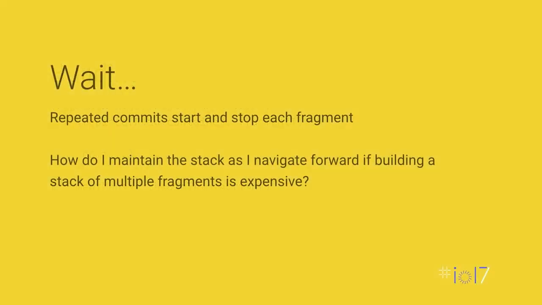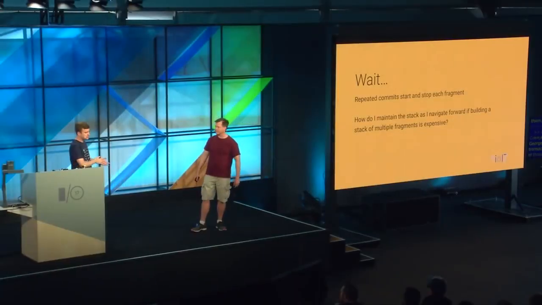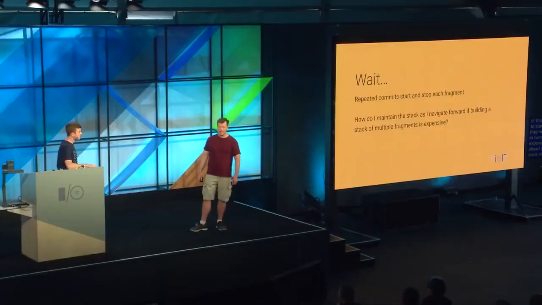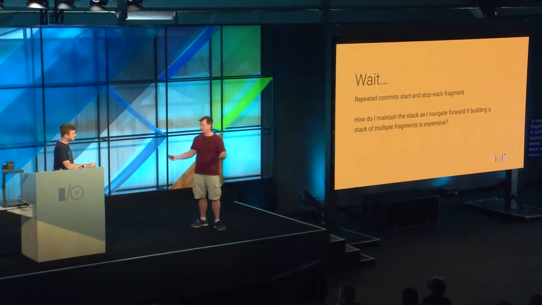Well, hang on, George. If I commit repeated transactions, then each one of those transactions is going to start and stop those fragments as I execute each one in turn. That can be really expensive, right? So how do I maintain that backstack state while not doing a whole lot of really heavyweight work as I start and stop each one of those fragments along the way? Yeah, that's a really big problem, because you have to create all those views, tear them down again, inflation. Right, it seems like a lot of unnecessary work. It is a lot of unnecessary work.